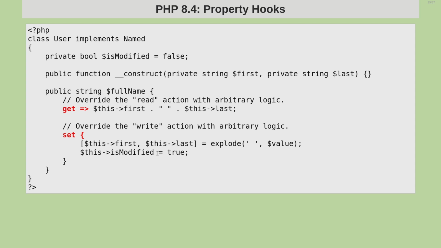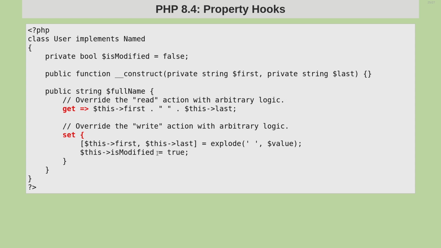Similarly, for set, you get to do the same thing. The syntax for set is the same as for get, but you get to use the curly braces if you need more than one statement. So if you write to the full name property, the first thing it does is split the name that you gave by space, so that you have first and last again. Secondly, it assigns the values to this first and this last. And then additionally, we also set the isModified property to true as well.